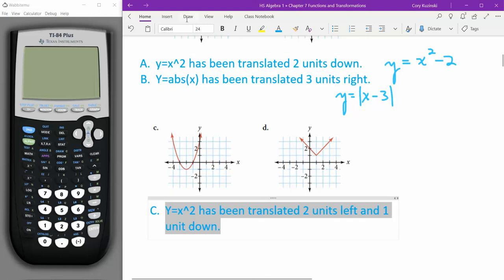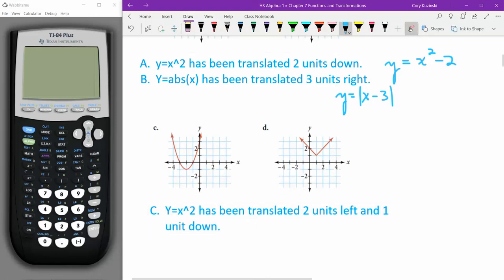So what is that function? That would be y, let's put it off to the right here, y equals x plus 2 squared minus 1. So replace x with x plus 2 to translate 2 units left. Replace y with y plus 1 to translate 1 unit down. Subtract 1 from both sides.